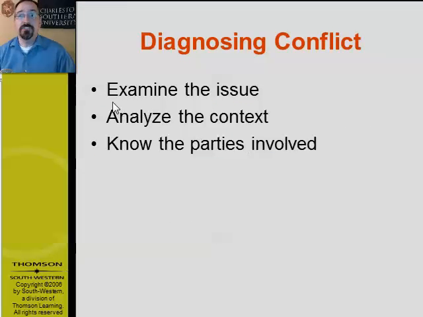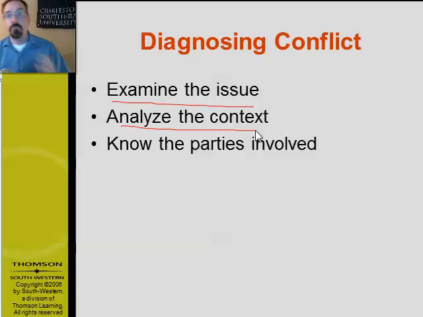Diagnosing conflict, you just examine the issue. Find out what's going on. Is it functional or is it dysfunctional? What's going on in the context? Perhaps there's a reason that they don't like each other because it's personal. You'll probably have a hard time if you're ever in Israel or Palestine or something. If it's an Arab or an Israeli, they just don't like each other. That's not functional. That's dysfunctional. You have to know which it is right away. So you have to know the parties involved.